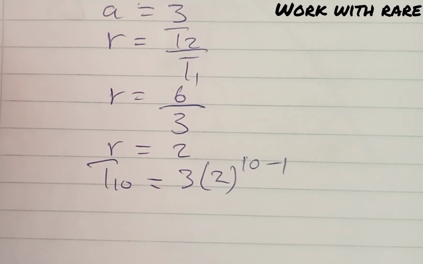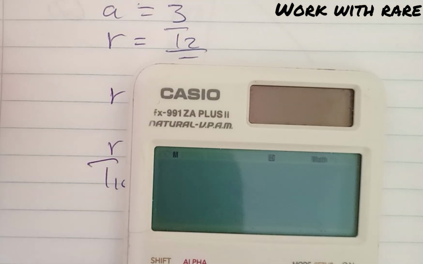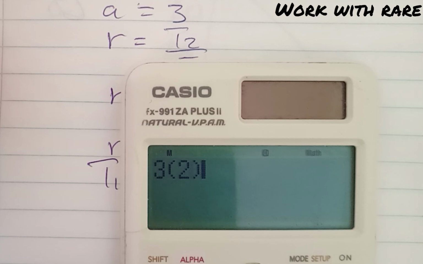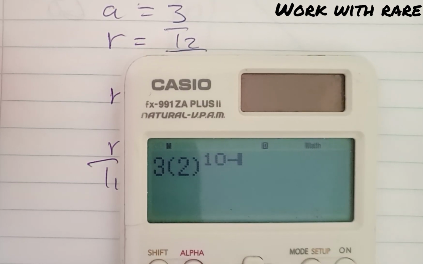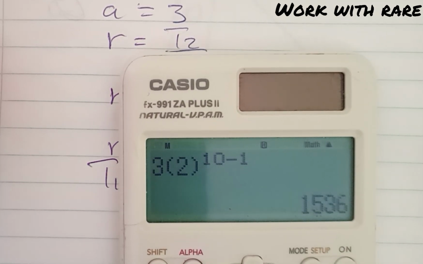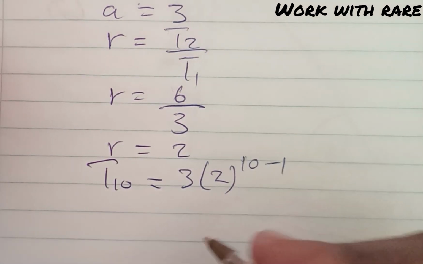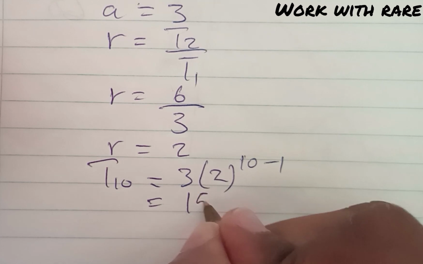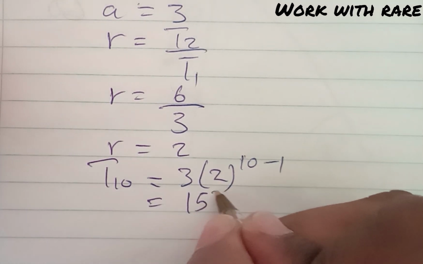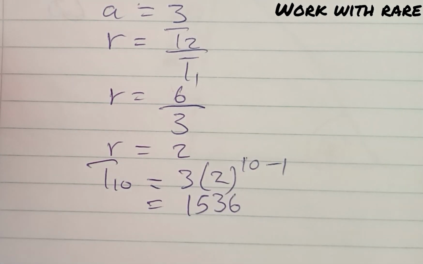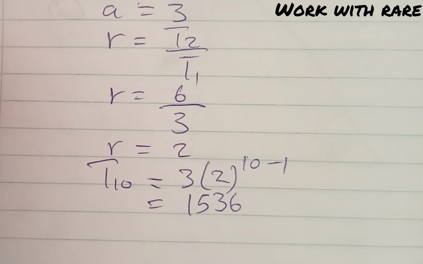So now we have values, we don't have a letter in between, so we can press it in our calculator the way it is. So it will be 10 minus 1, so our answer is 1536. So this is our final answer, 1536. This is our 10th term for that sequence, okay? So let's do the second question.